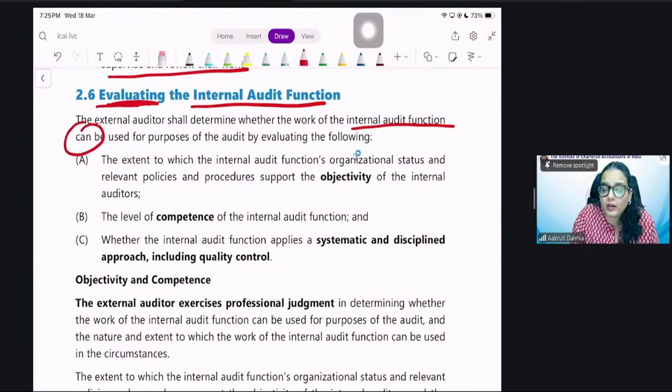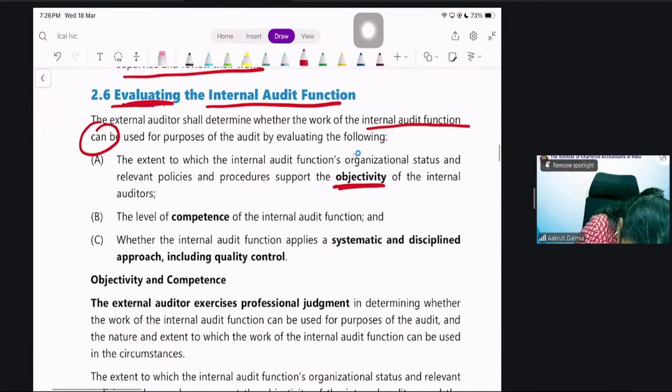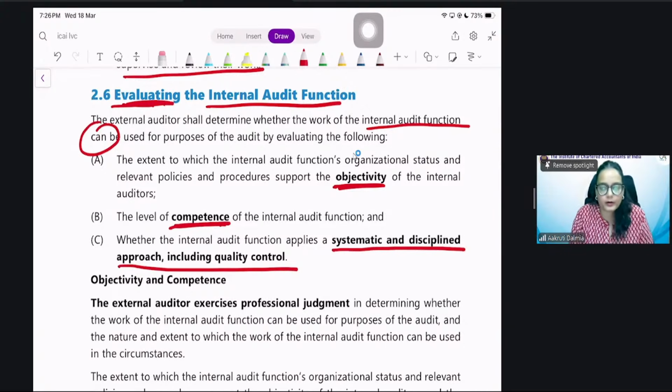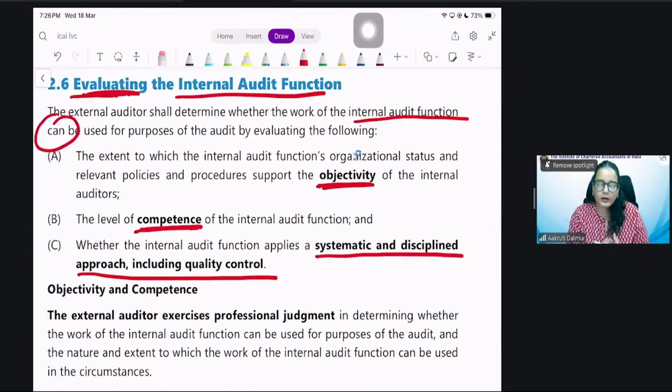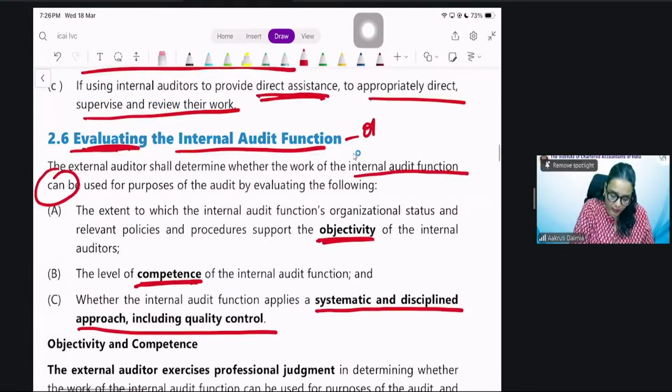How to decide? Now the second question is how to take that decision, ma'am, whether I can use the internal audit function or not. First, you have to see whether there is objectivity in internal auditors, whether they are competent, and whether they have a systematic and disciplined way of doing audit. Okay. So if I want to use the internal audit, this is objective number 1.